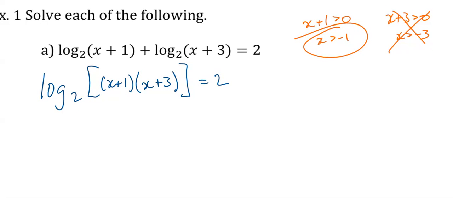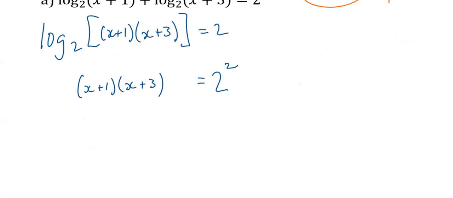What do I do next? Rewrite this in exponential form. So the base stays the same. This is the base. So 2 to the 2, there's my exponent, which is a bit confusing because both are 2's, I know, but hopefully that's clear, equals the other part, which is the argument. Because the base was 2, and that over there is the exponent.